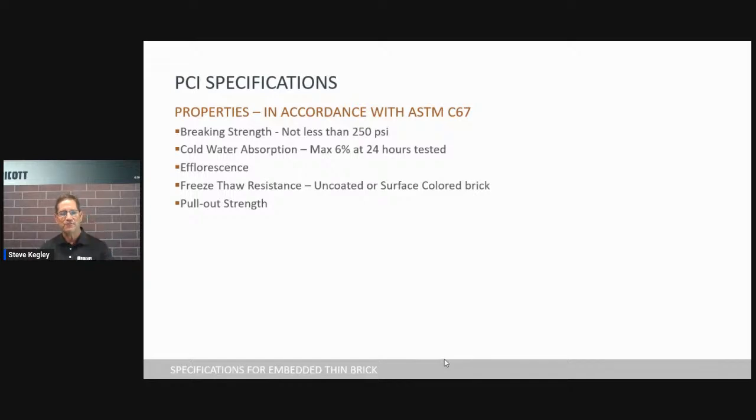But freeze-thaw resistance is very critical. Northern United States, Southern United States, not such a big deal. That's on uncoated and surface colored brick, okay? And then the pull-out strength is critical that people need to understand, and we talked to architects about this as well. But the chemical resistance, nothing can affect the thin brick or the precast. It can't be affected that way.